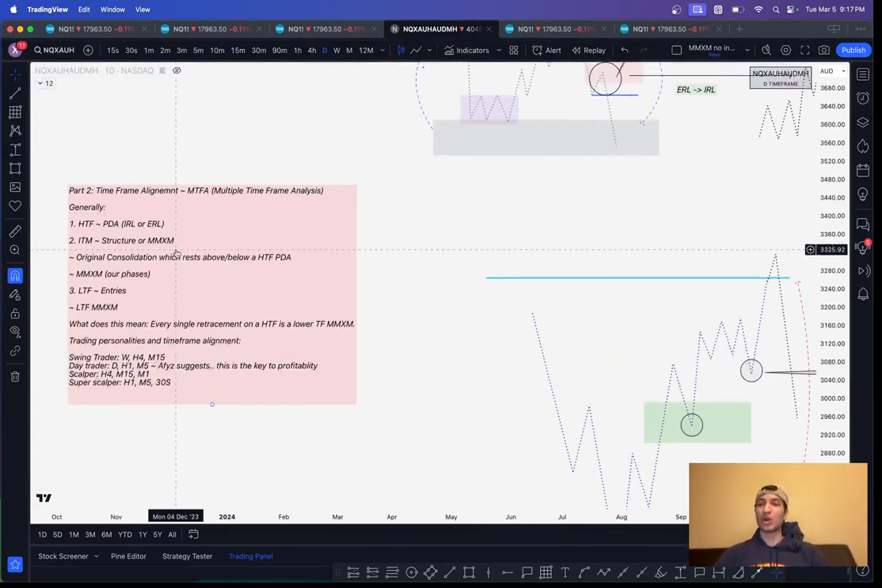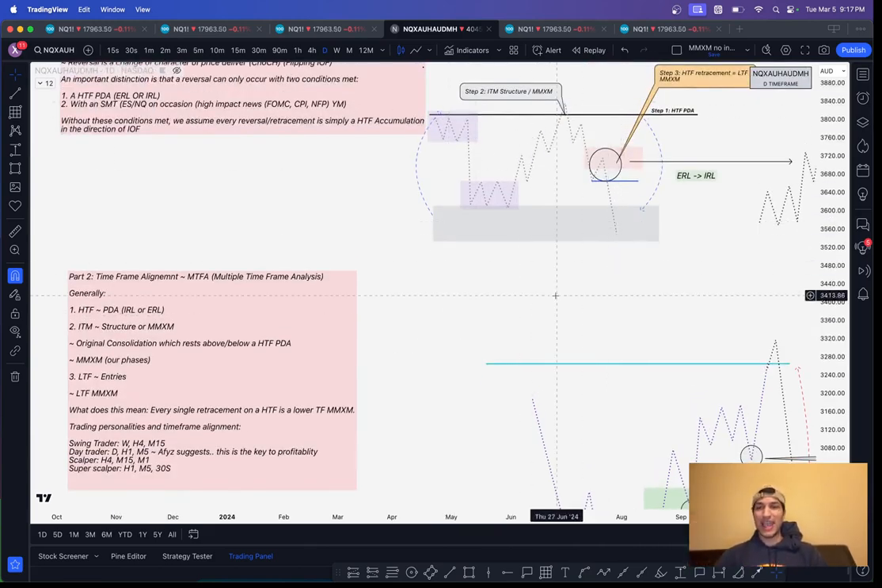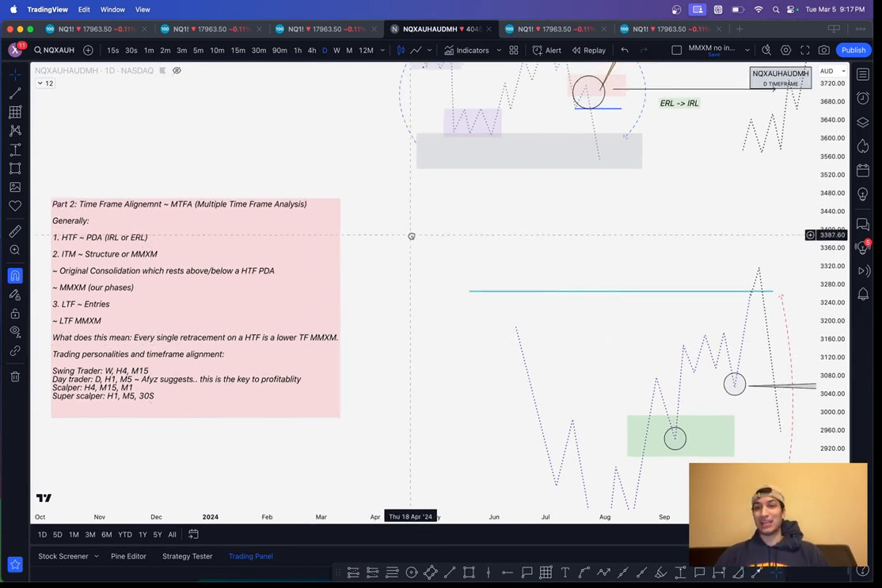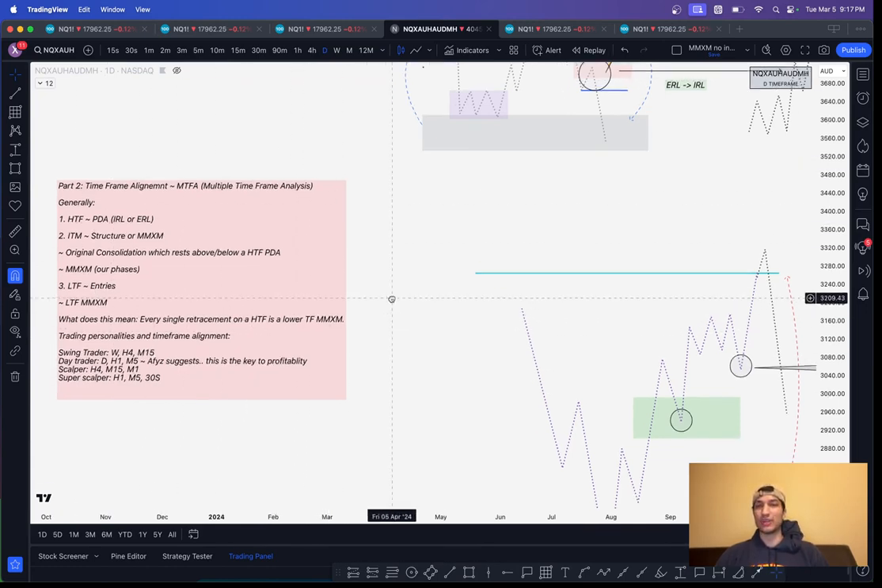So now we're talking about our 3 time frames: higher time frame PD array, intermediate time frame structure, and then really zooming into the lower time frame pullbacks, retracements, to find entries. Okay, let's now define some of these time frames. And again, you might have heard MMXM traders or myself say that a retracement on a higher time frame is a lower time frame market maker model. This is something you can burn into your brain whenever you're considering these time frame alignments because it's so key.